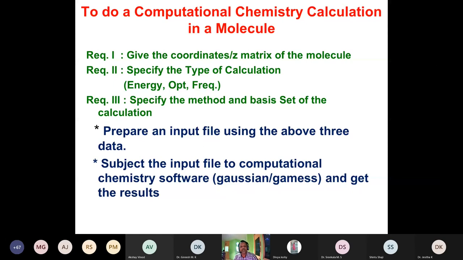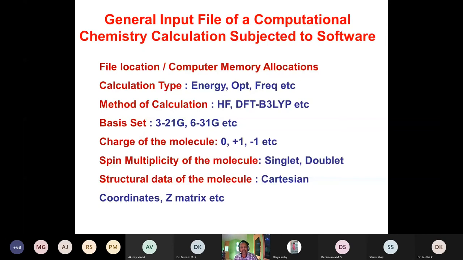So insert these three pieces of information, requirement one, requirement two, and requirement three, into a text file or an input file. And this input file is submitted to a quantum chemistry software like Gaussian or GAMESS. Run the calculation, and we get the result. So this is the simple picture of a computational quantum chemistry calculation, right? In almost all input files, the minimum information is your calculation type, your method of calculation, your basis set, your charge of the molecule, spin multiplicity of the molecule, and your structural data.